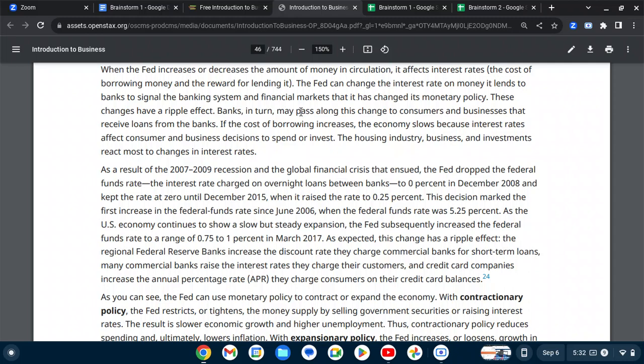This decision marked the first increase in the federal funds rate since June 2006, when the federal funds rate was 5.25%. As the U.S. economy continues to show a slow but steady expansion, the Fed subsequently increased the federal funds rate to a range of 0.75 to 1% in March 2017.